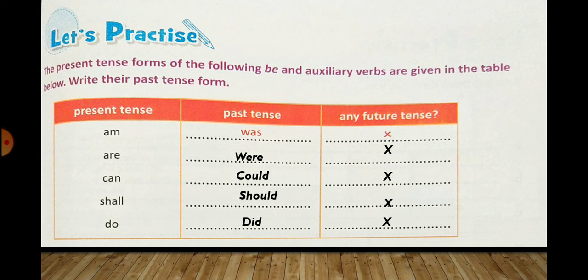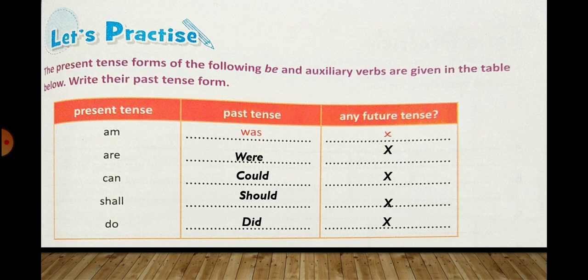Okay. So you will turn to page number 79 now. You will move to the next page and see. Let's practice. The present tense forms of the following be and auxiliary verbs are given in the table below. Write their past tense form. The first one is done. Am, the past tense is was, and any future tense, no, we don't have, so you are going to put a cross. Next one, present tense is are. For are, the past tense is were, and there is no future tense, so you are going to put a cross.